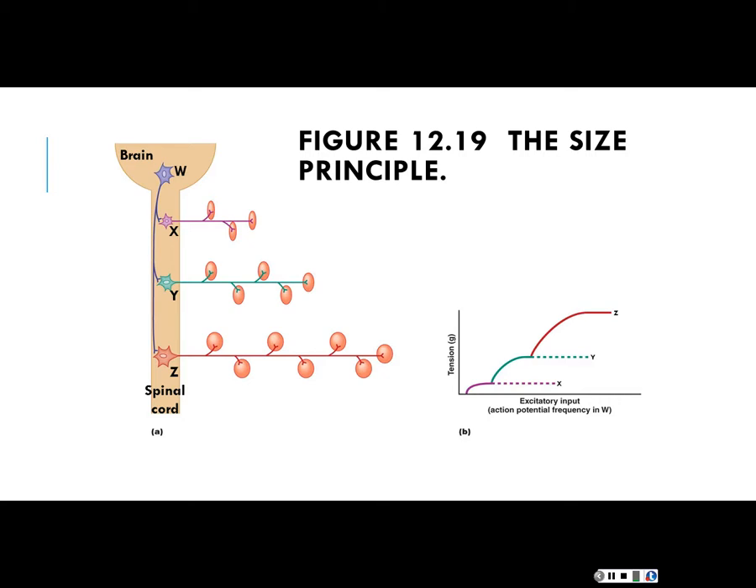So what we're taking away is if you need to increase your output, you can recruit more motor units, and those motor units that have more muscle cells associated with them generate greater force. Tension.